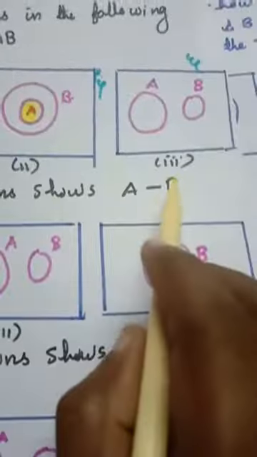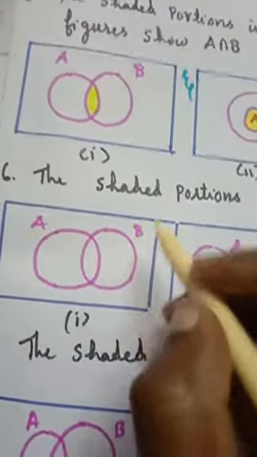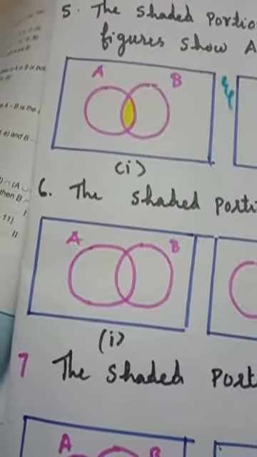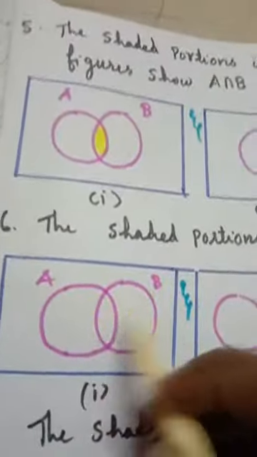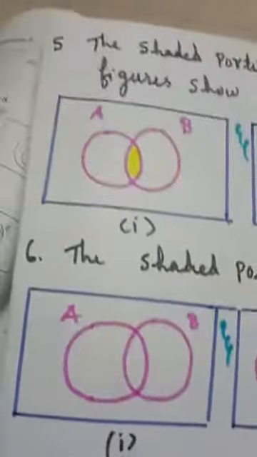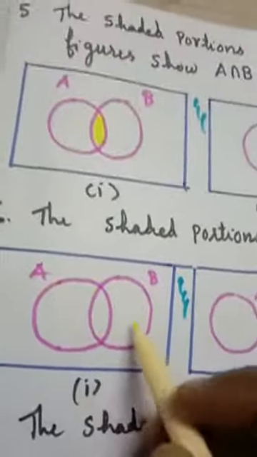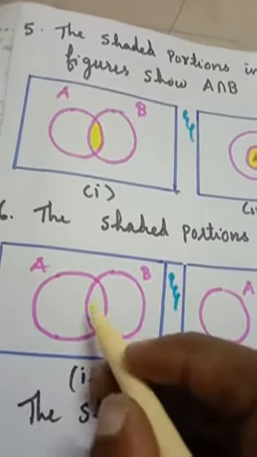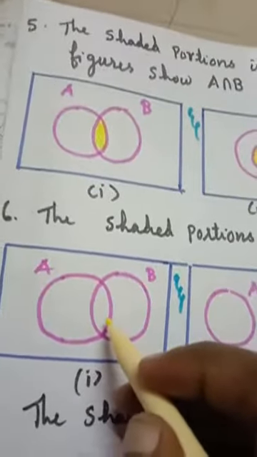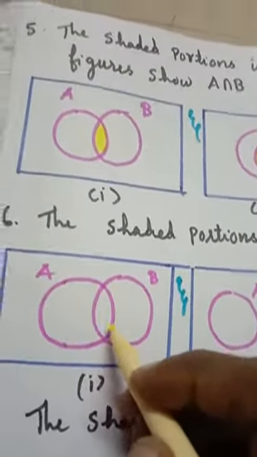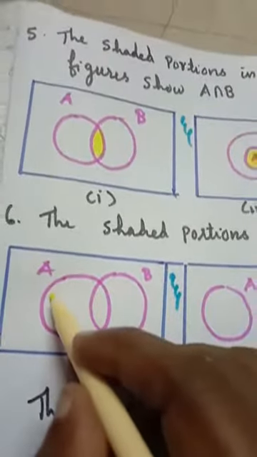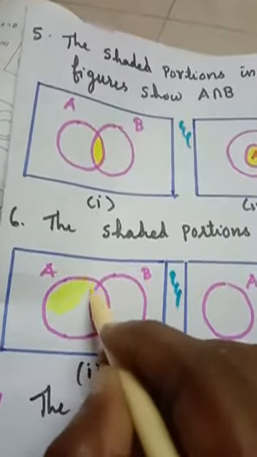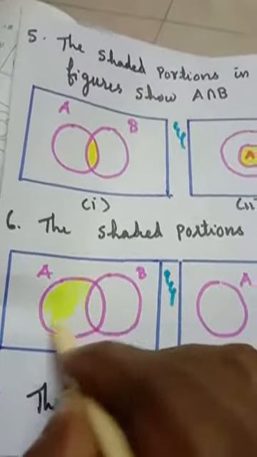Now the sixth one, the shaded portion shows A minus B. How to mark A minus B? This is for A minus B. This is an overlapping set. A minus B means the elements in A but not in B. So only in A. So mark A only, not B. Don't mark this common portion. Only A you mark.